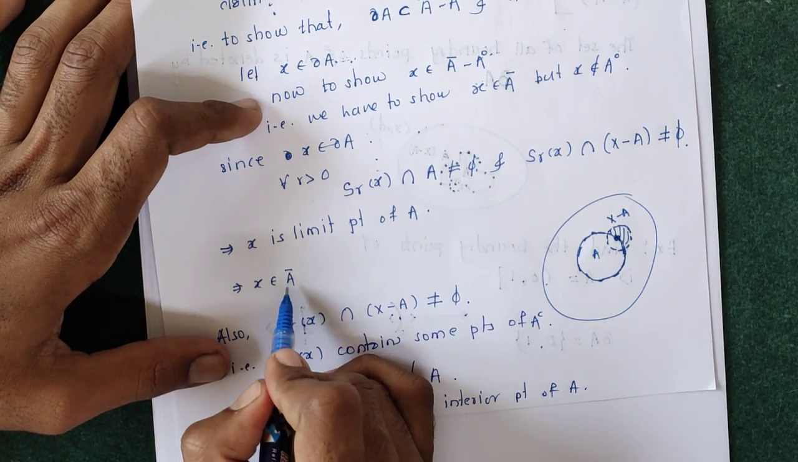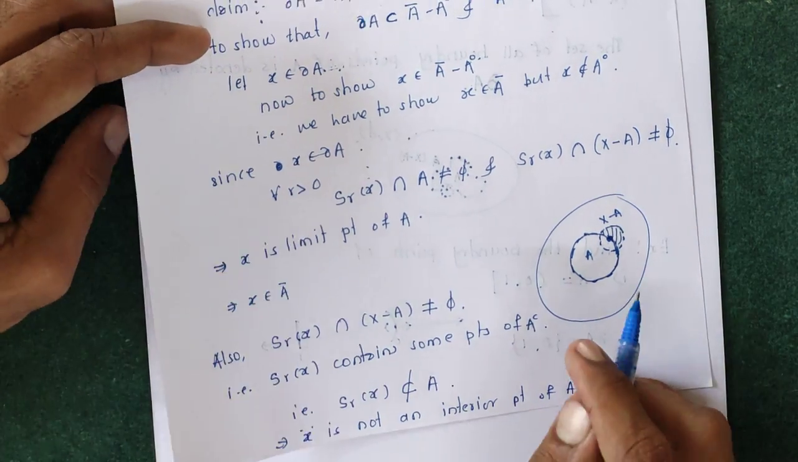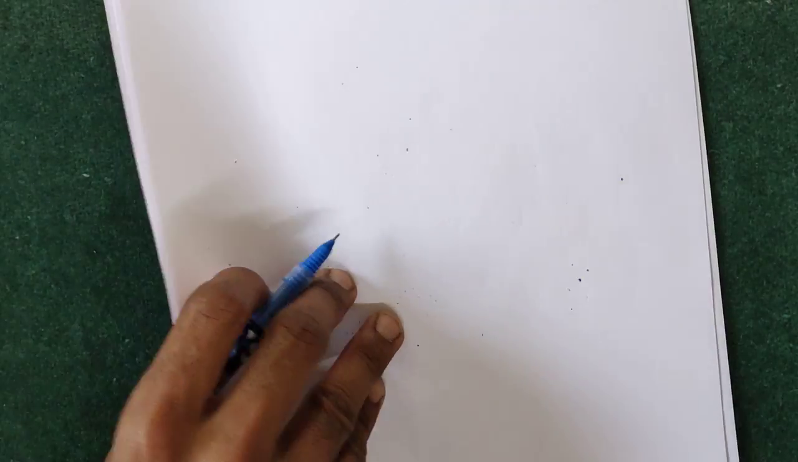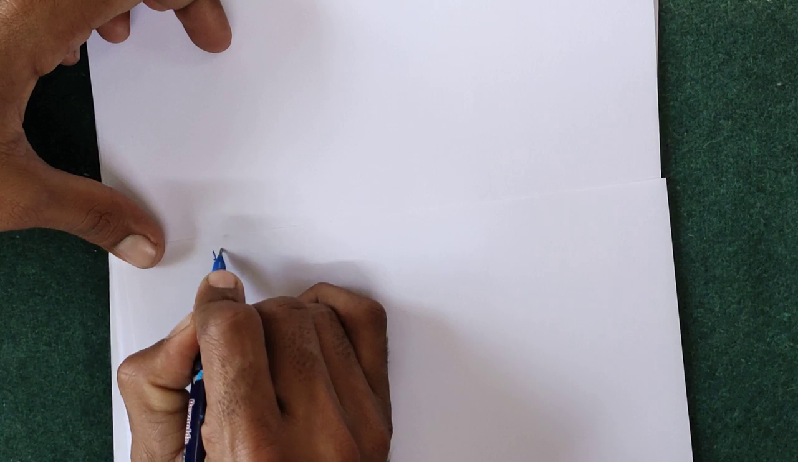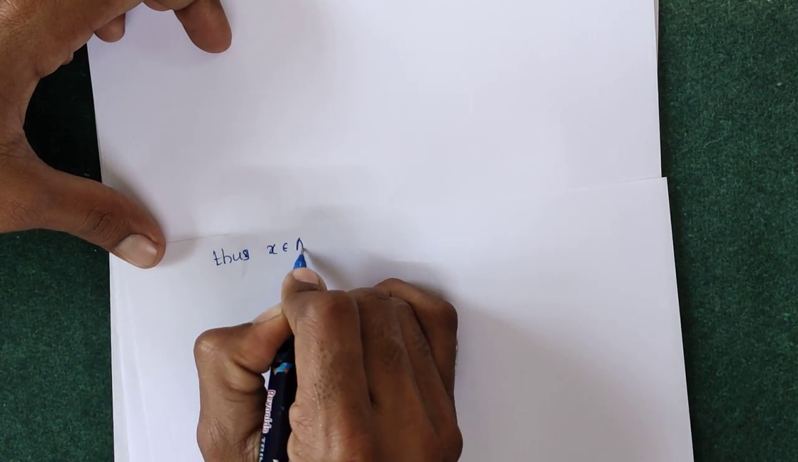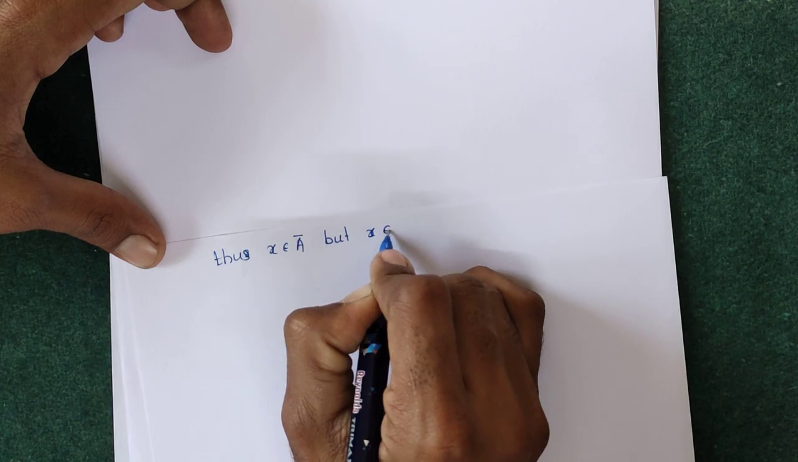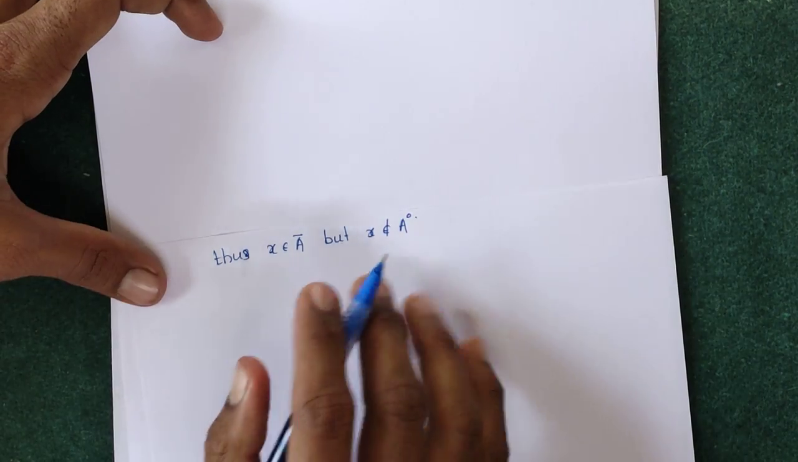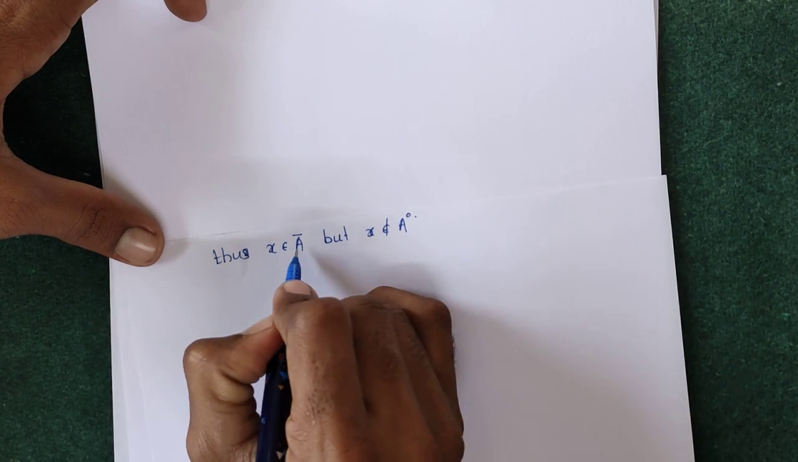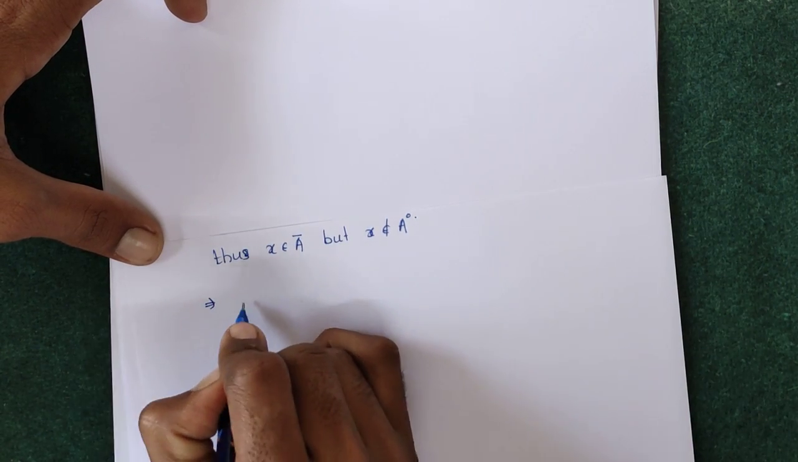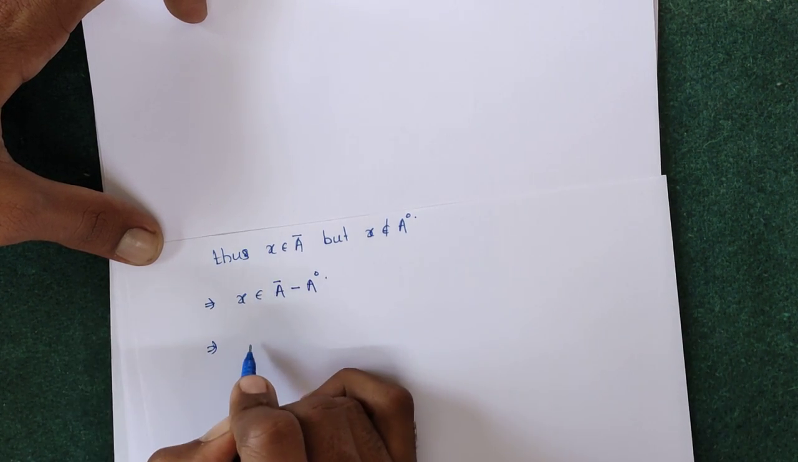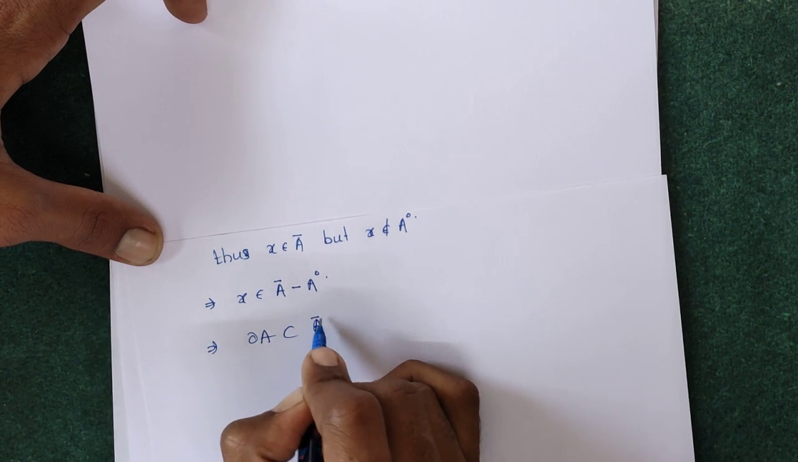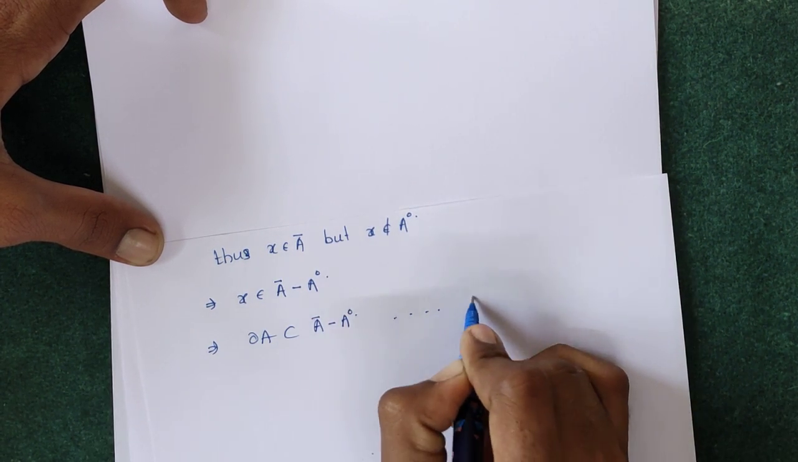Thus x belongs to A closure, but x doesn't belong to A interior. This implies x belongs to A closure minus A interior. This implies gamma A, the boundary of A, is a subset of A closure minus A interior. Suppose this is equation number 1.